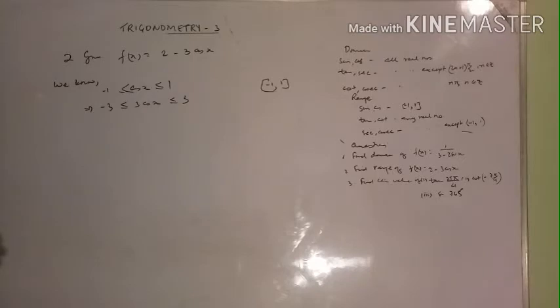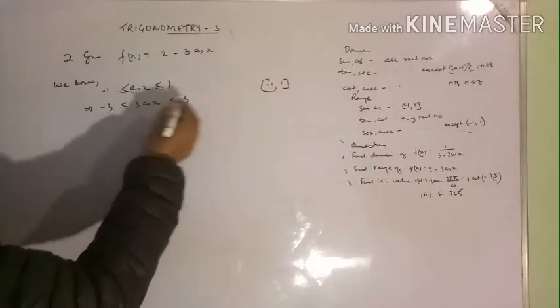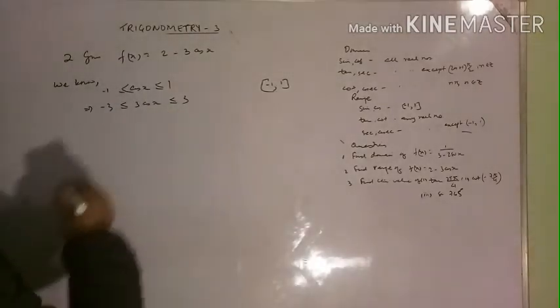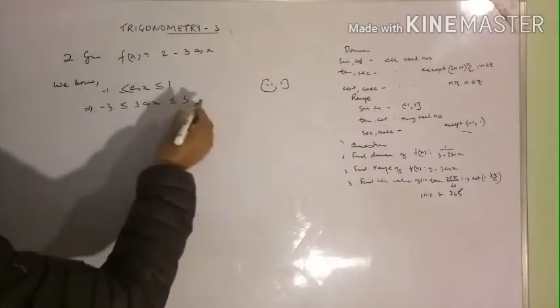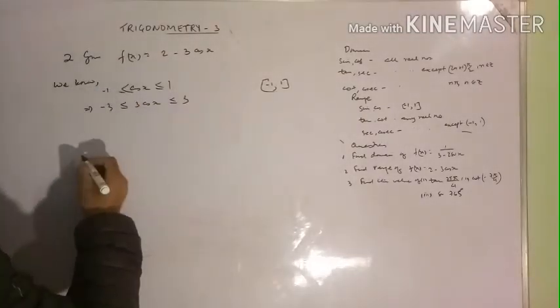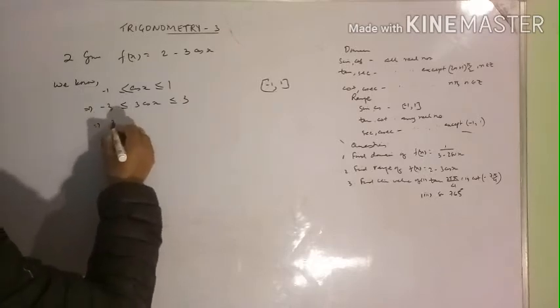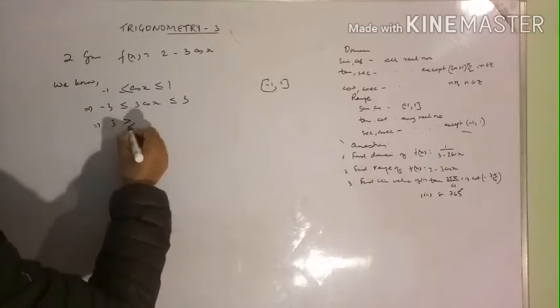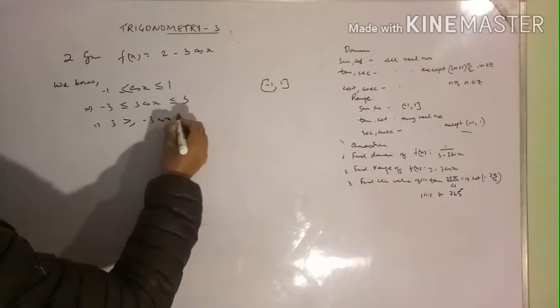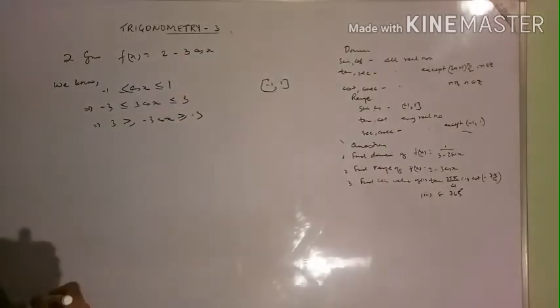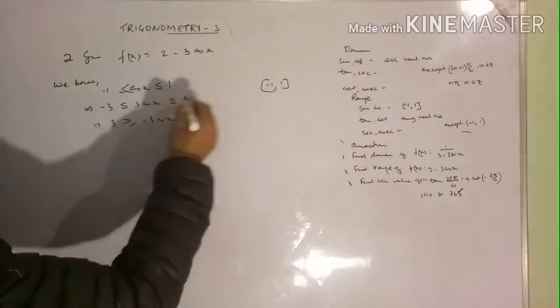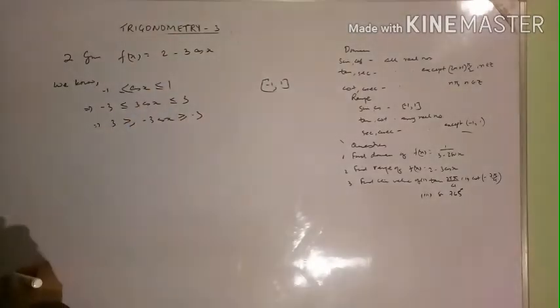Okay, so now if you change the sign here, this inequality sign will change. That means 3 greater than or equal to -3 cos x greater than or equal to -3. Okay, because when you divide by a minus sign, the inequality sign will change.